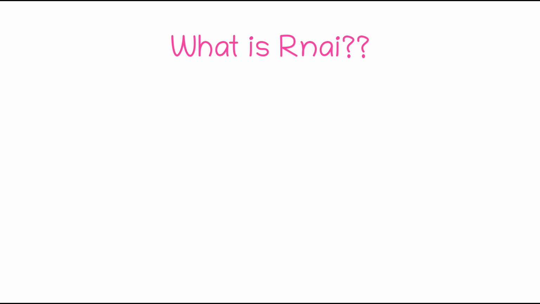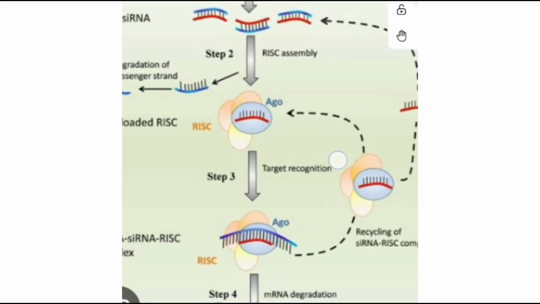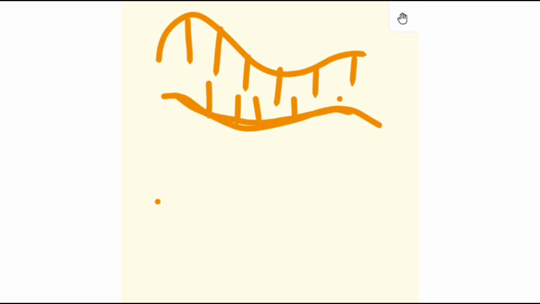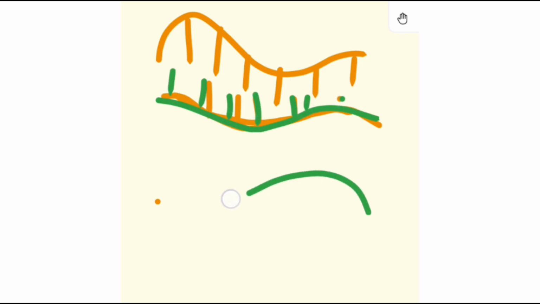RNAi takes place in all eukaryotes. So what is this RNAi? RNAi is a gene silencing or gene knockdown technology. It works at the RNA level. It targets the organism's mRNA sequence and interferes with protein synthesis.